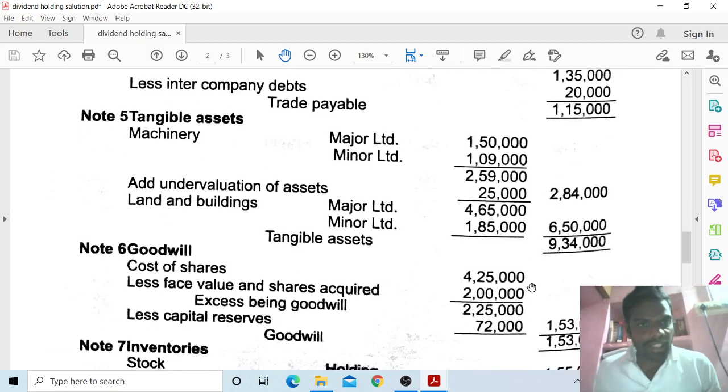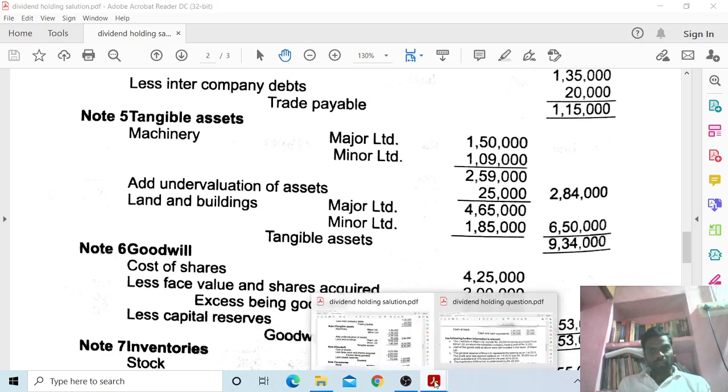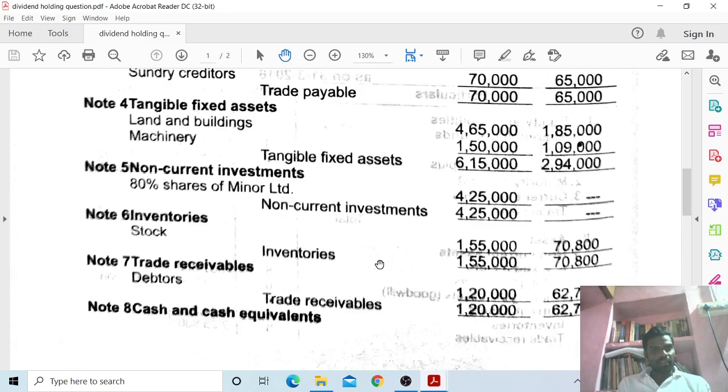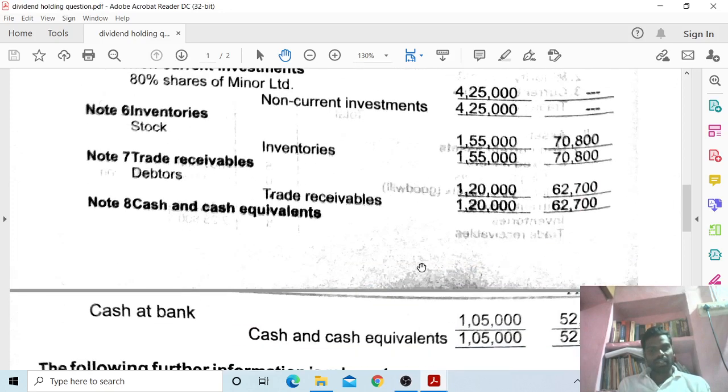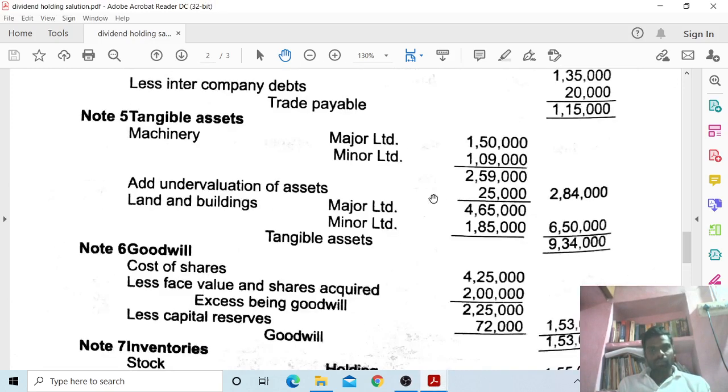Next, note number 5, tangible assets. Machinery: major limited 1,50,000, minor limited 1,09,000. So these two are added. Then add undervaluation of assets, so take the undervaluation of assets as given in the question.